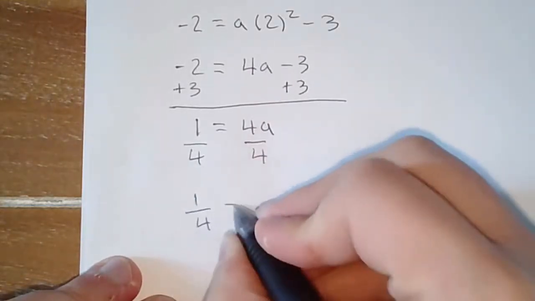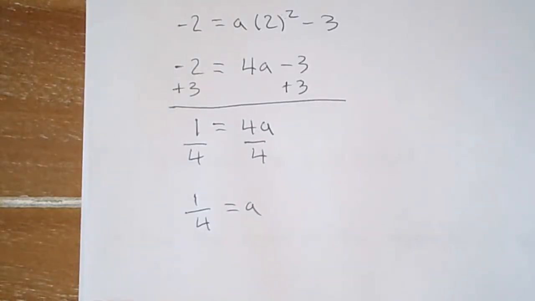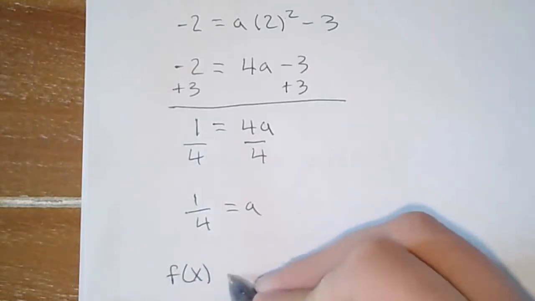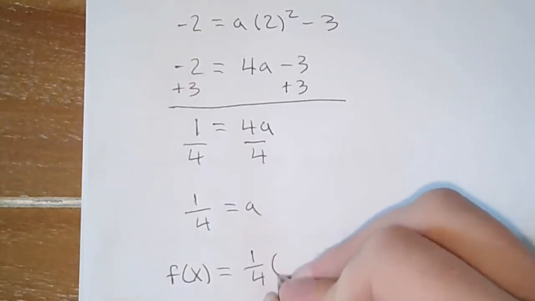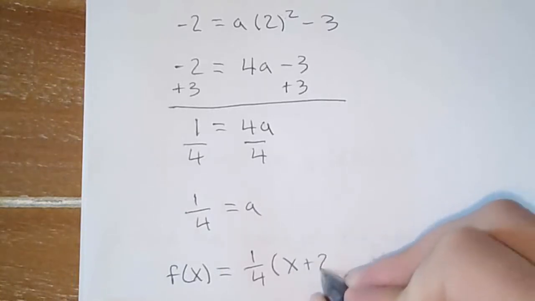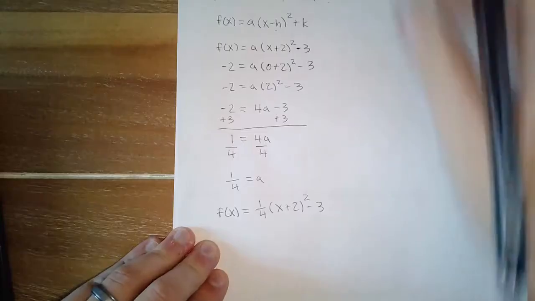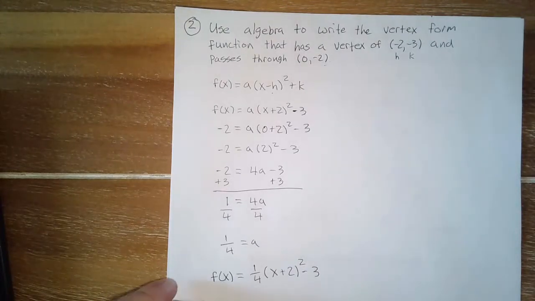So now that I know what my a value is, I can put this all together. The vertex form of this particular function that has a vertex of -2, -3, and passes through the point 0, -2 is going to be f of x equals a, which is 1/4 here, times the quantity x plus 2 squared minus 3. And that will do it for this step 1 of our Chapter 2 ladder review.